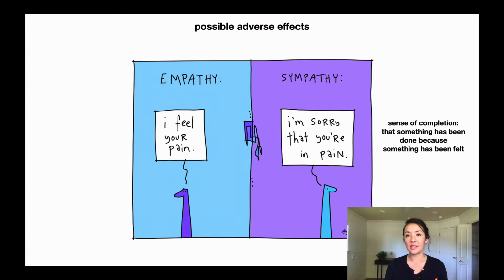For the first, sympathy can give you a sense of completion, where you have taken an action simply by feeling someone's pain or understanding their pain, and therefore you don't actually have to take action to help them in any way. For empathy, the issue that's talked about in depth in the book is that sometimes, rather than acting to actually help someone reduce their pain, you're acting to reduce your own pain. If you're feeling their pain, you might be acting simply to reduce your own discomfort, not theirs.